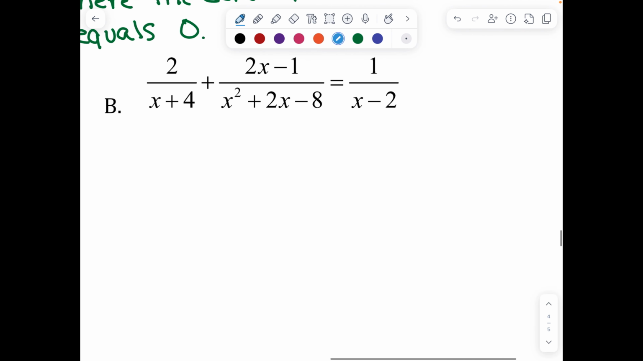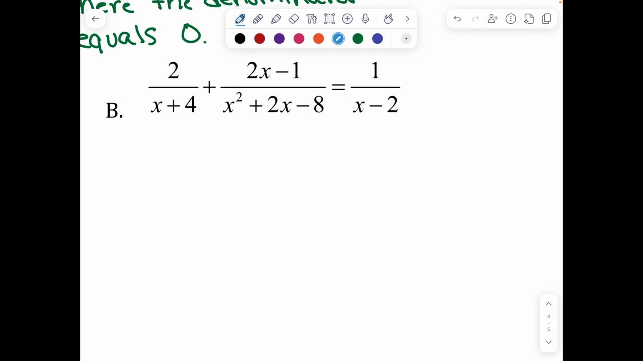Let's go ahead and look at b. So I have 2 over x plus 4 plus 2x minus 1 over x squared plus 2x minus 8 equals 1 over x minus 2. So I can factor this second denominator into x plus 4 times x minus 2. And look at that. That's going to end up being our LCD. These are gone. So I'm going to go ahead and multiply both sides of the equation by our LCD.